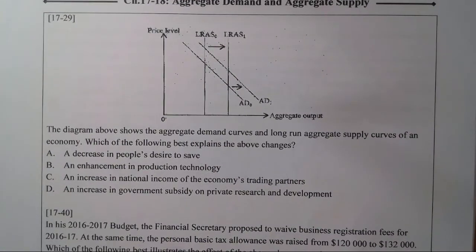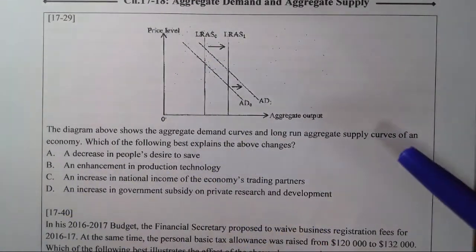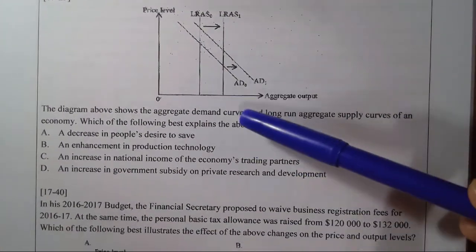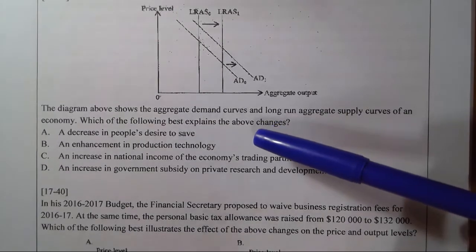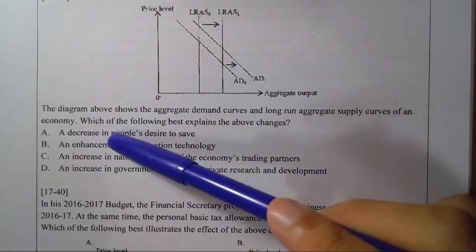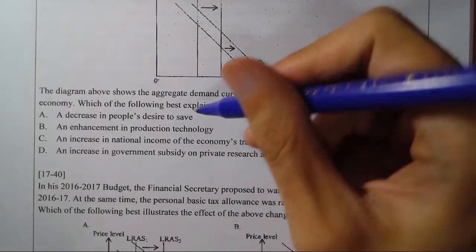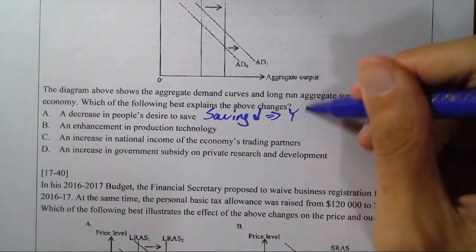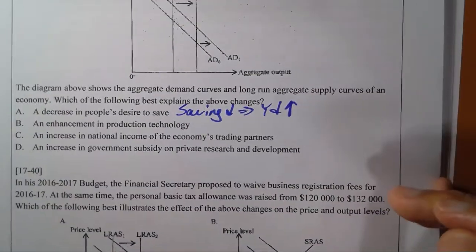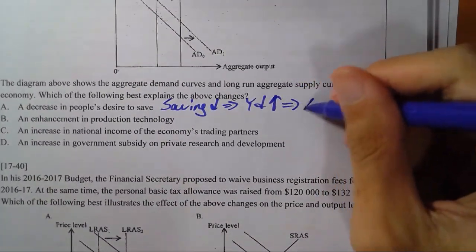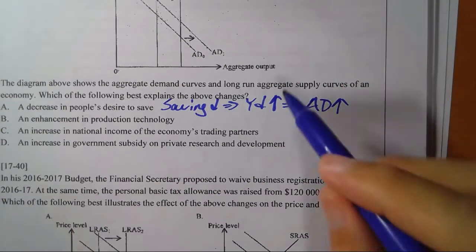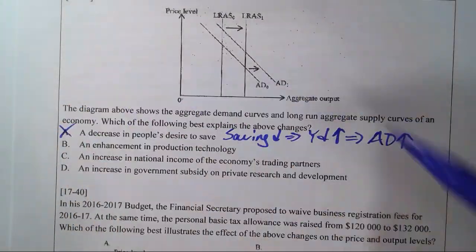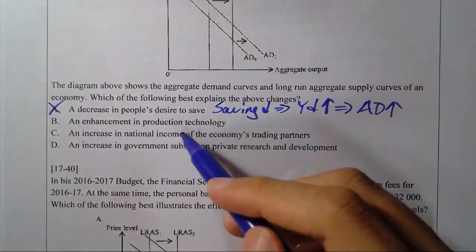Now here, in this diagram, you see both LRAS and AD increase. Now we need to give an explanation why it happened. First of all, a decrease in people's desire to save. When saving decreases, it means you can spend more, so disposable income goes up, therefore AD goes up. Unfortunately, we do not have LRAS going up. So no, that only gets one. Enhancement in production technology.